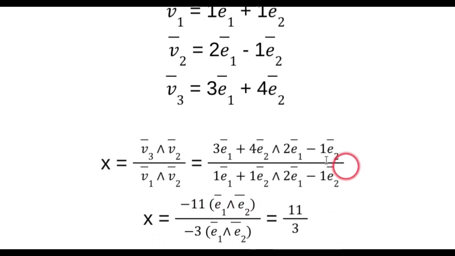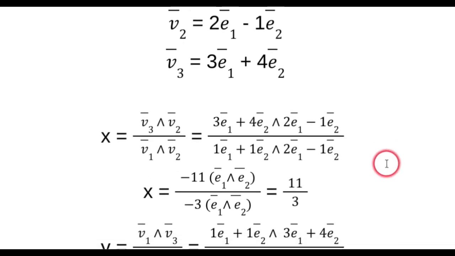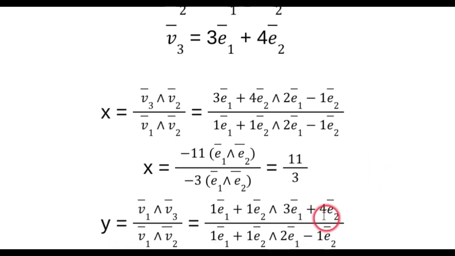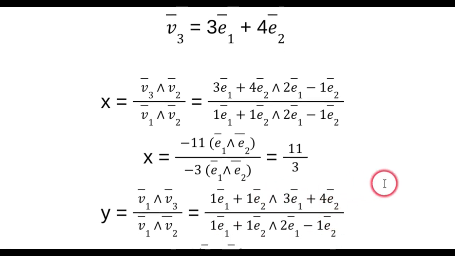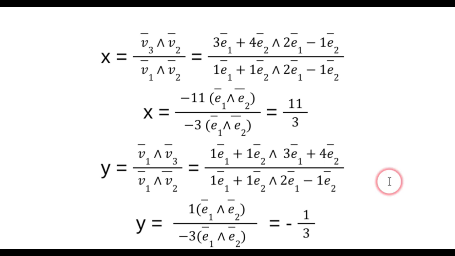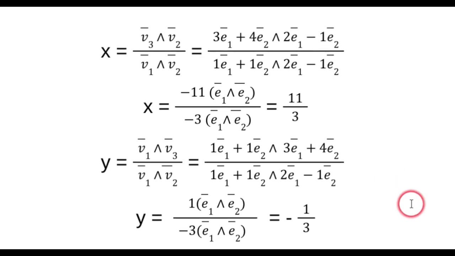Do the same thing on the bottom. This is 1 times -1, which gives a negative 1. This gives 2, and we swap them, e1 for e2, so it becomes a negative, so we get a negative 3. The negatives cancel. We get x is 11 thirds. I'm just going to leave it like that. Do the same thing for y, exactly the same procedure, and you swap these two, so you get a negative, and you get negative 1/3. So let's go see if that's the answer.